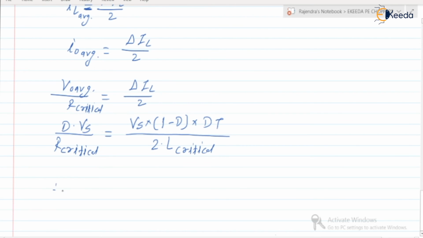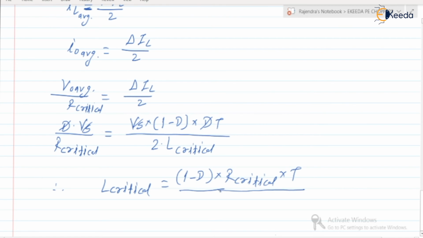So therefore, for L critical, the D will get cancelled. Okay, so next Vs will get cancelled. Therefore we can write L critical is equal to what? 1 minus D into R critical as it is, into T, right? Divided by 2. Okay, so in this way we can write. L critical is this expression. We have the expression for the critical value of the inductance.